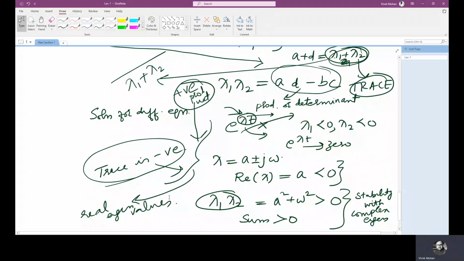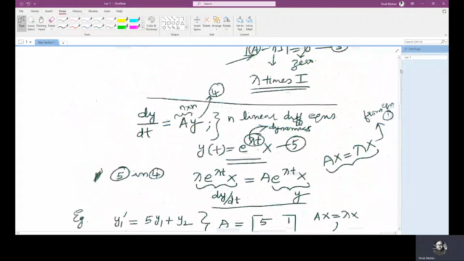A lot of concepts are there, but mostly these concepts need an elementary introduction to linear algebra. That's why the first lecture was given in this form.